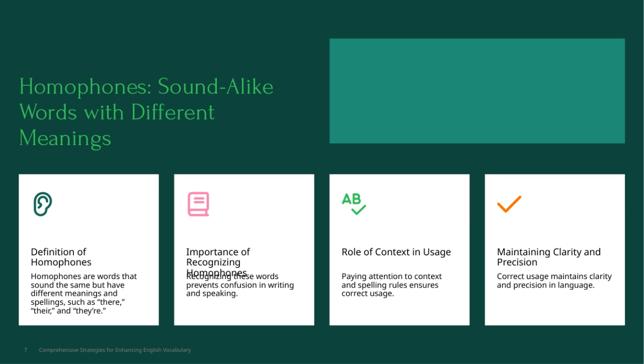The key to using them correctly lies in paying close attention to the context. They can completely change the meaning depending on how they're used. Also, knowing the spelling rules helps us choose the right word. When we use homophones properly, it keeps our communication clear and precise, so our message comes across exactly as we intend.